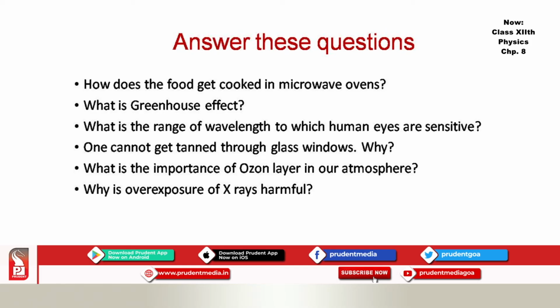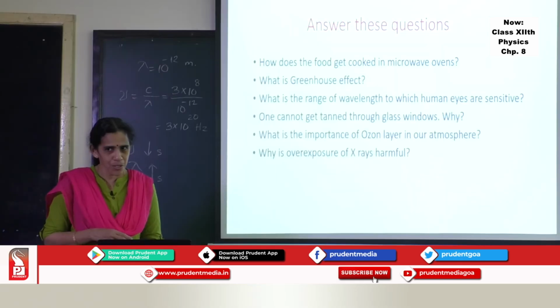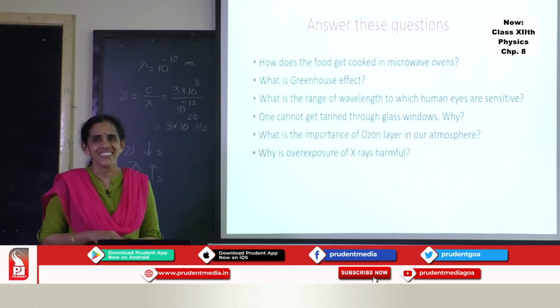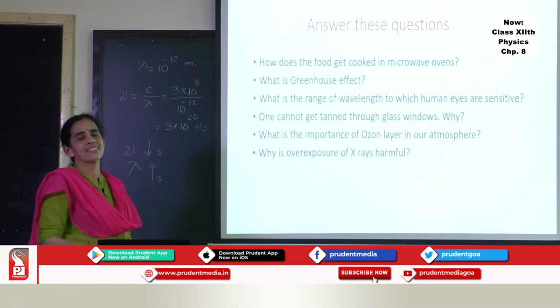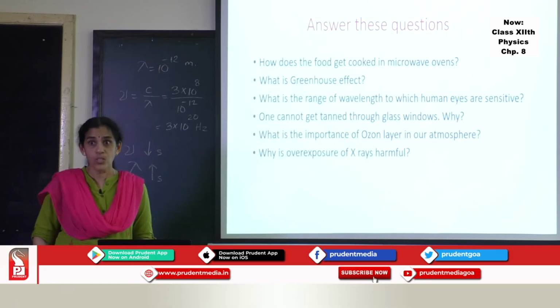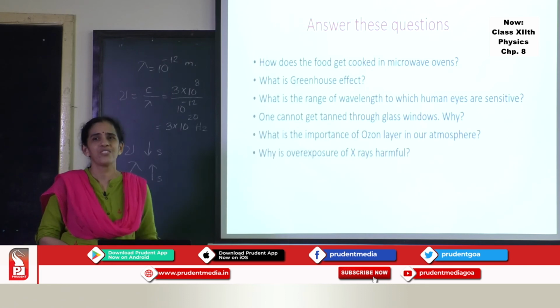It's there in the textbook. I already explained. What is the greenhouse effect? What is the range of wavelength to which human eyes are sensitive? One cannot get tanned through glass windows. Why? Actually, you are getting tanned by which waves? Ultraviolet rays, no? And these ultraviolet rays cannot pass through glass. Glass blocks them, of course, the ultraviolet rays which are reaching the surface of the earth.